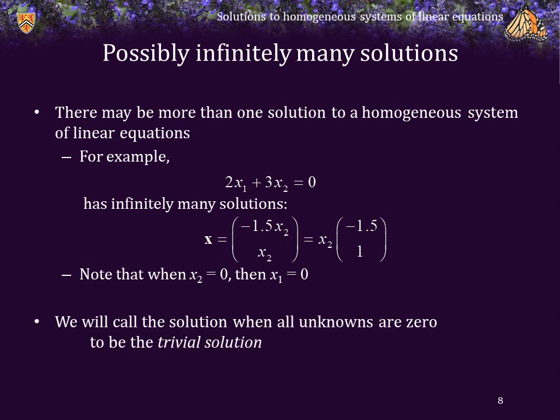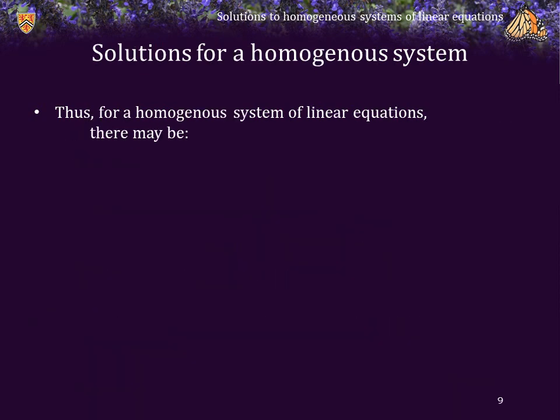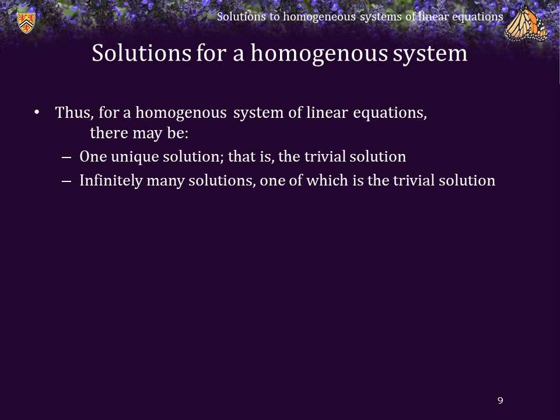We call the solution when all unknowns are 0 the trivial solution. The trivial solution is always a solution to a homogeneous system of linear equations, and never is it a solution to a non-homogeneous system of linear equations. Thus, for a homogeneous system of linear equations, there may be either one unique solution, that is, the trivial solution, or infinitely many solutions, one of which, again, is the trivial solution.